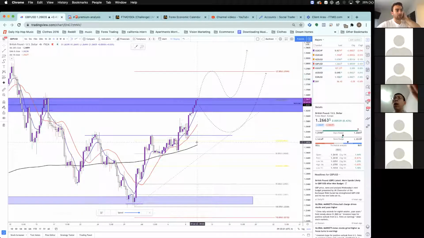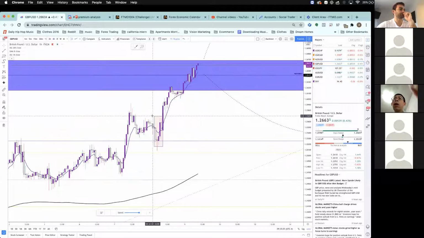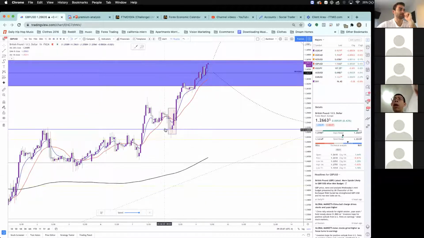Again, we will not look for any short opportunities unless this breaks. If this breaks, then we will consider it a short. We will look for lower time frame trends. We'll try to get with the lower time frame, but we will not look for any short opportunities unless this breaks. So let's take another little break.